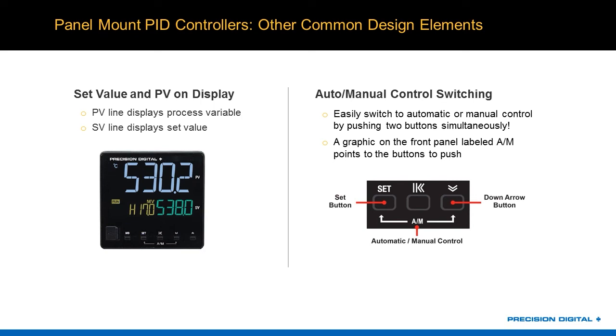Oftentimes people will want to switch between auto and manual control, so there's usually some means to do that. Ours is particularly easy. We put right on the front of the faceplate how you do it, and all you have to do is hold the set and the down arrow, and it will allow it to switch between auto and manual control. So if I find 17% output is what I need, but I just want to heat it up a little bit right now manually for some reason, well, I could put it in manual control and just increase that percent output manually. And when I'm all done, I put it back into automatic control, and it goes back to controlling to my set value.